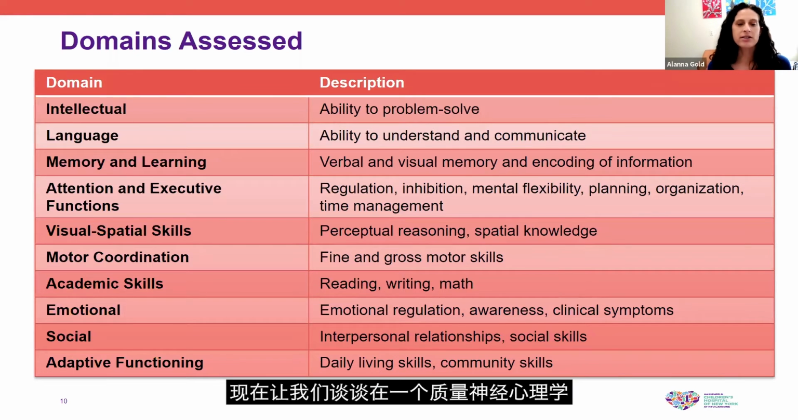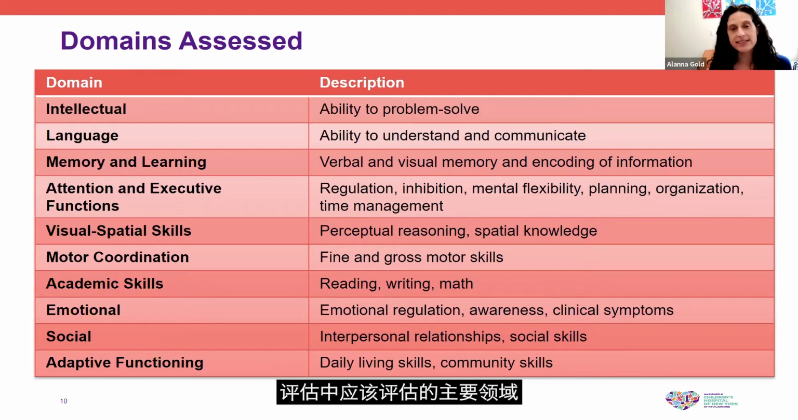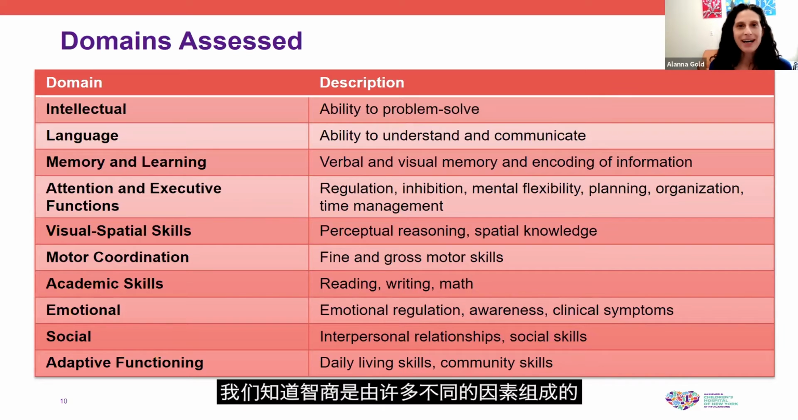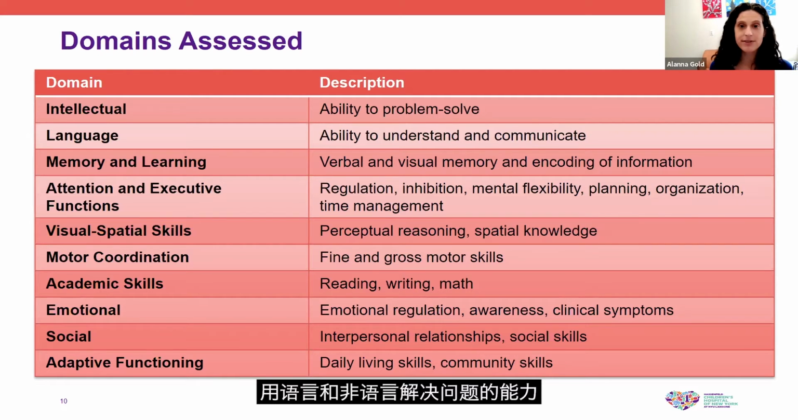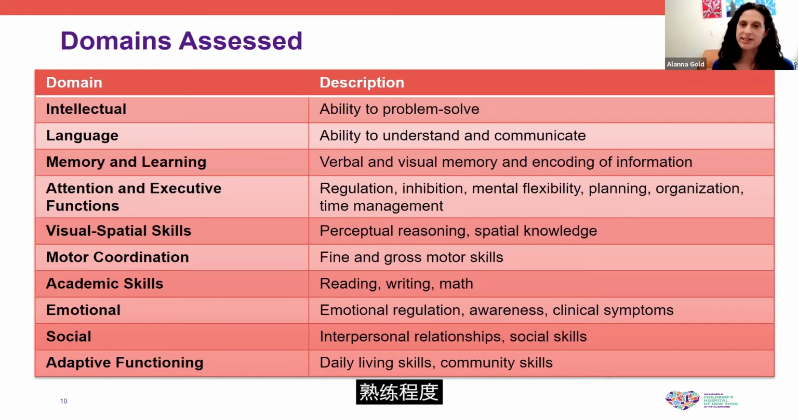Now let's talk about the main domains that should be assessed in a quality neuropsychological evaluation. Most neuropsychological evaluations will start with an assessment of intellectual functioning, intelligence, or IQ. We know that many different things make up IQ, but really overall what it looks at is an individual's ability to problem solve both verbally and non-verbally, and how proficient a child is in using those skills.